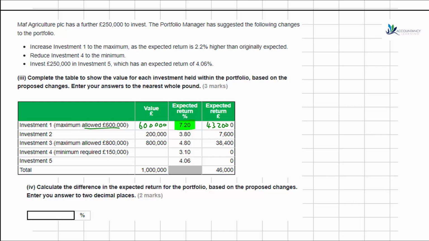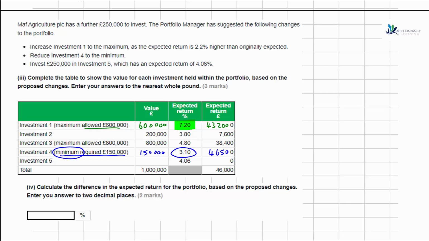In the second bullet point, it says we're going to reduce the investment 4 to the minimum. So it tells us that investment 4, the minimum investment is 150,000. So we can put the 150,000 in our table and then multiply by the expected return of 3.1%. So it makes sense, doesn't it, that we reduce this to the minimum, because 3.1% is the lowest number in terms of our expected return. So once we do that, that means we're going to be earning less income overall, 4,650.